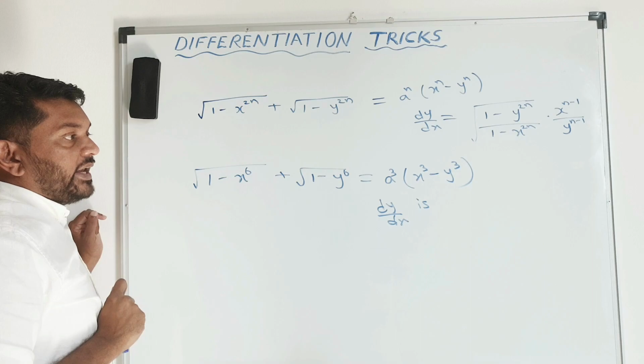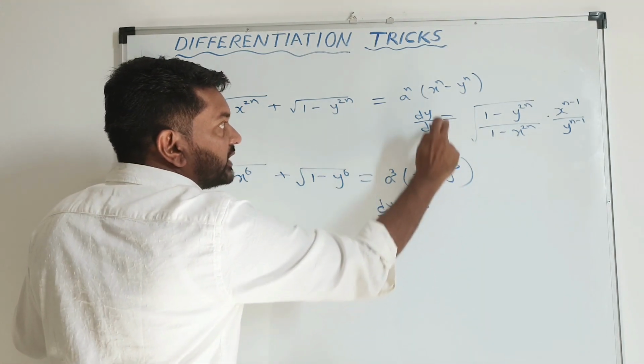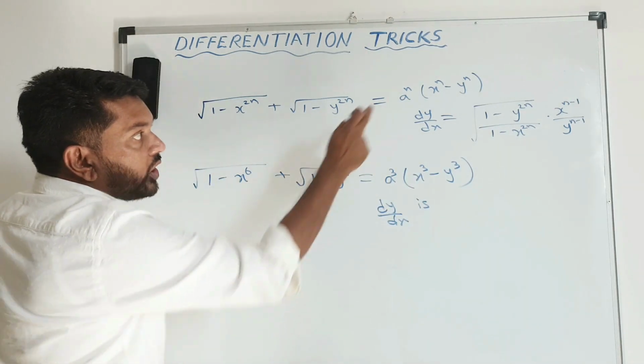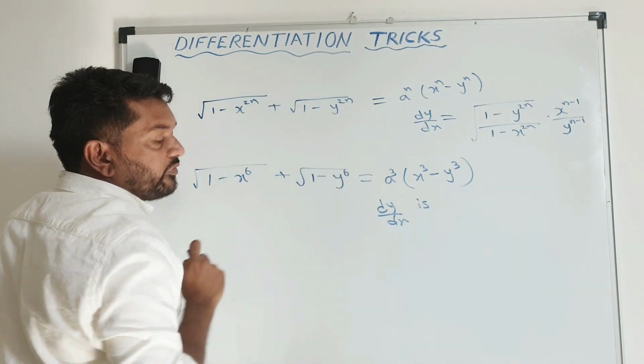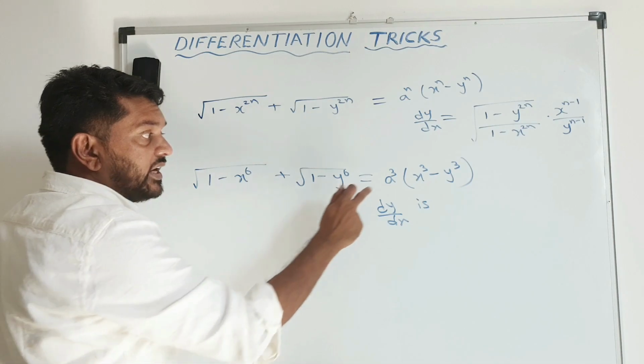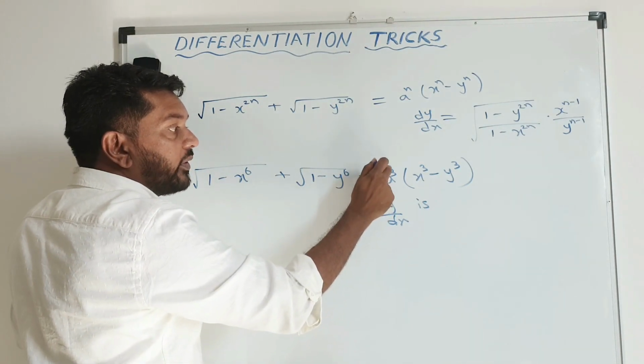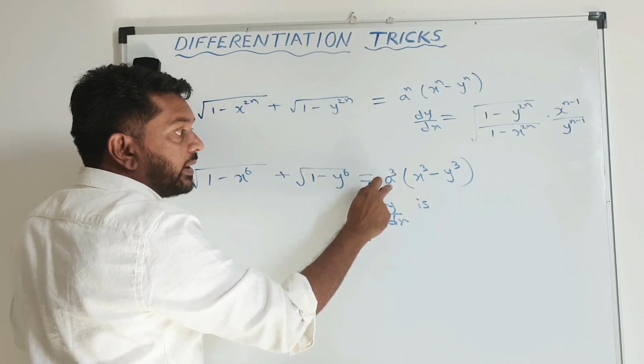What is the value of n here? Compare this x cube minus y cube with x raised to n minus y raised to n. So the n value is 3. Don't compare this a power n with a cube and find the value of n, because every time it is not necessary that it should be a cube. It can be a to the power 10, a power 9, any number.